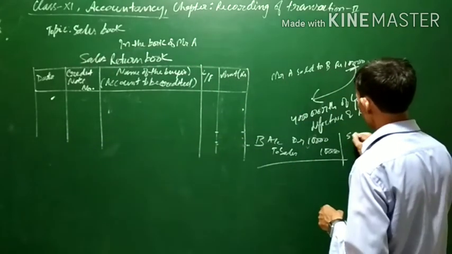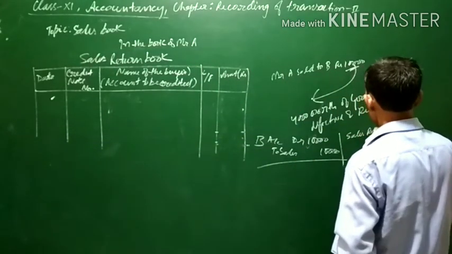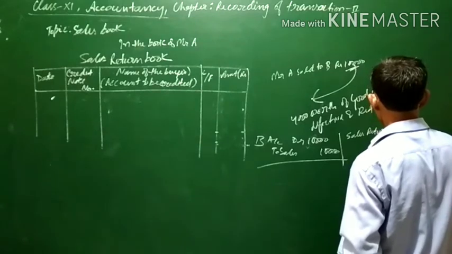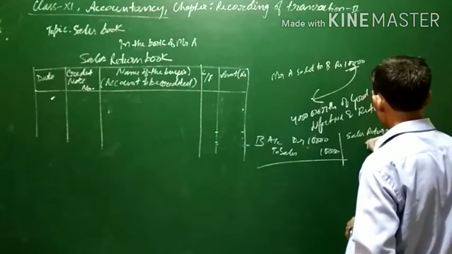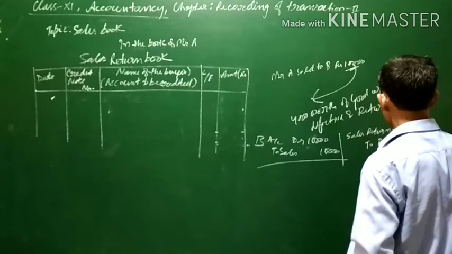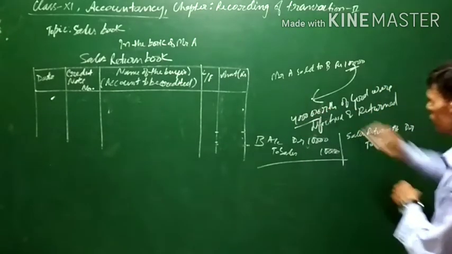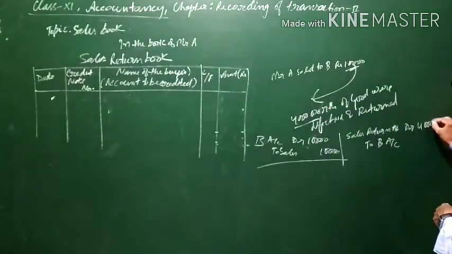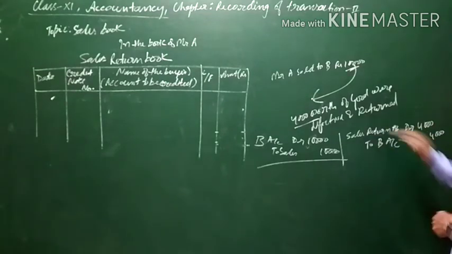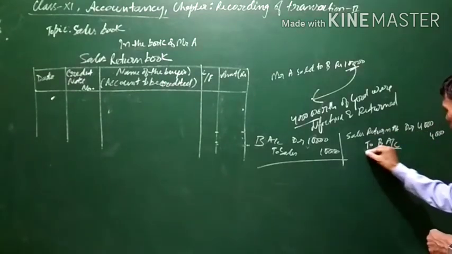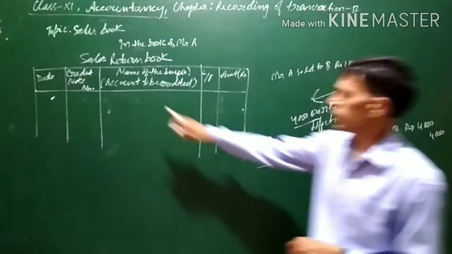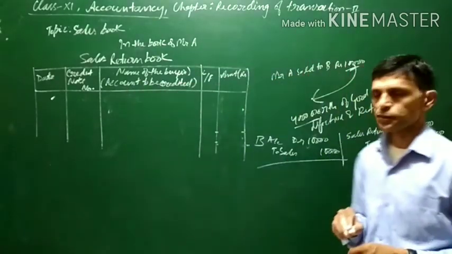Instead of sales, there will be sales return now. Sales return account will be debited, and B's account will be credited. Since 4,000 worth of goods are being returned, 4,000 will be sales return. Now here the account of B is being credited. That is why it is written account to be credited.